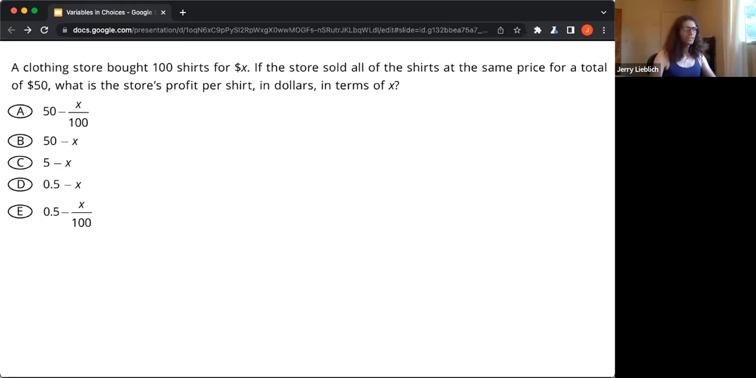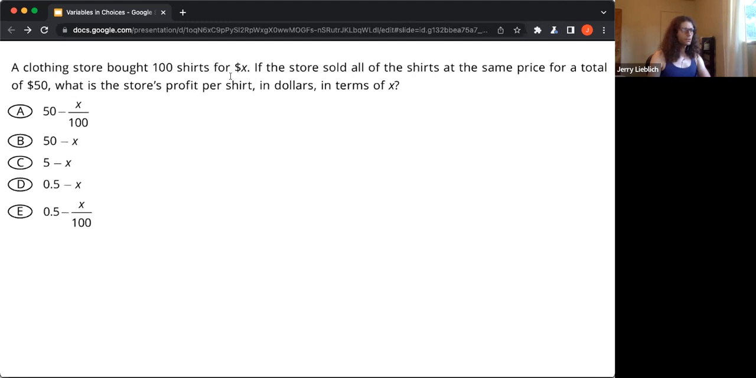All right, let's work through this together. A clothing store bought 100 shirts for a certain amount of money. They sold all the shirts at the same price for a total of $50. What's the store's profit per shirt in dollars in terms of x?